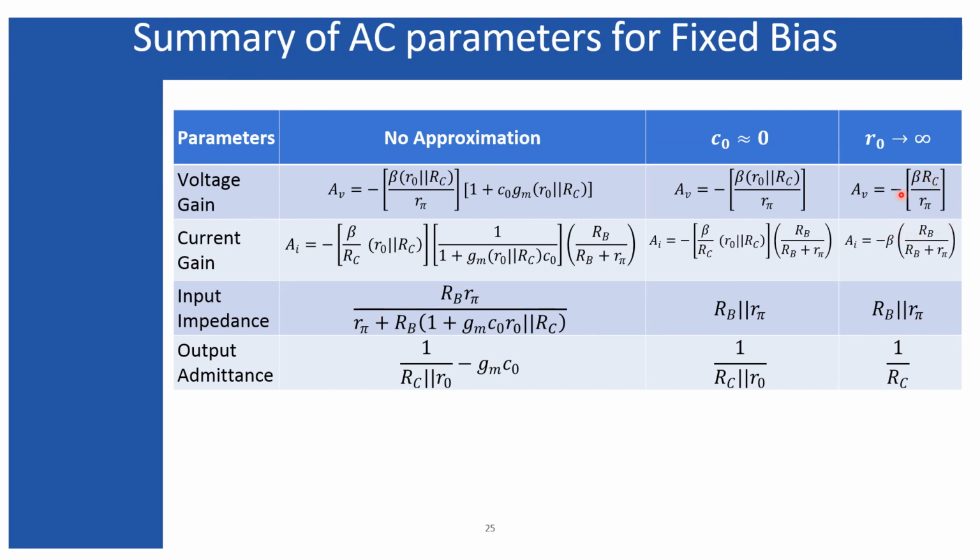And here, what is beta? Beta is the current gain, if you consider this approximation that RB is very very greater than R pi. What is RC? RC is the output impedance, if you consider R naught goes to infinity and C naught goes to 0. And what is R pi? If you consider that RB is very very greater than R pi, R pi is going to define your input impedance. So voltage gain is equal to minus the current gain times the output impedance divided by the input impedance.